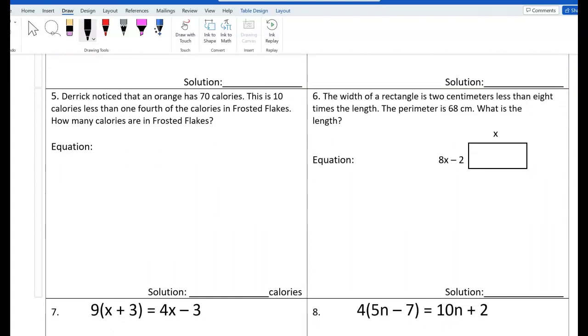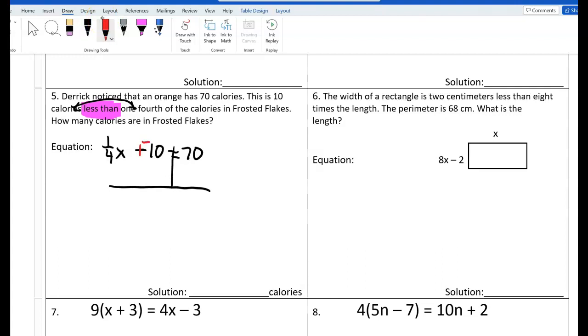Number 5, Derek noticed that an orange has 70 calories. This is 10 calories less than 1/4, less than, remember that's a big old flip phrase, 1/4 of the calories in Frosted Flakes. How many calories are in Frosted Flakes? So we know that it's equal to 70 calories. It is 10 less than 1/4 the calories of Frosted Flakes. 1/4 x minus 10. Again, 10 less than. So the 10 comes after because of this flip phrase. And look, we got ourselves a two-step equation. Make sure you KCC here and go to work.